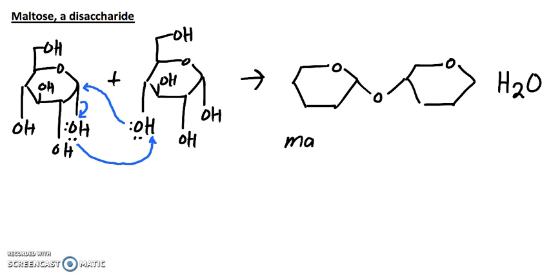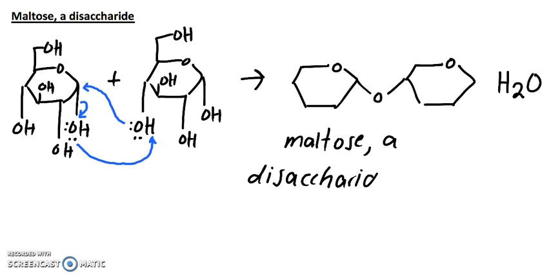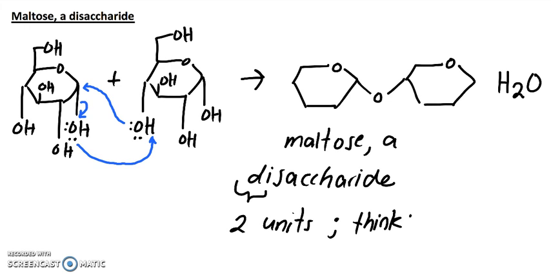And this is maltose, which is a disaccharide. This prefix di means 2, so 2 units of glucose. Or again, you can think 2 hexagons.